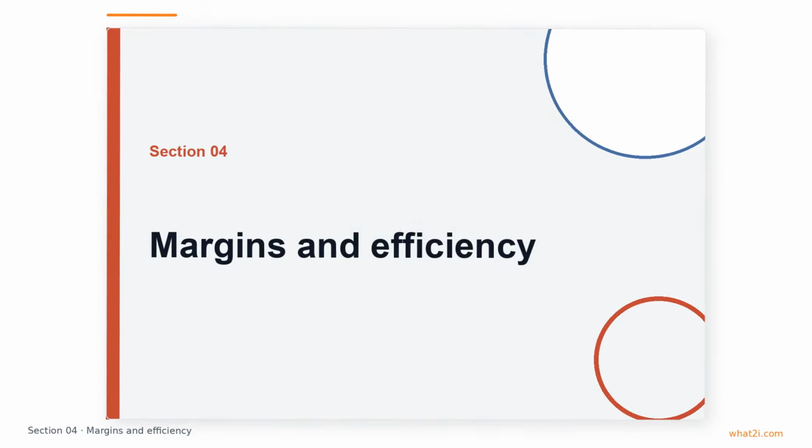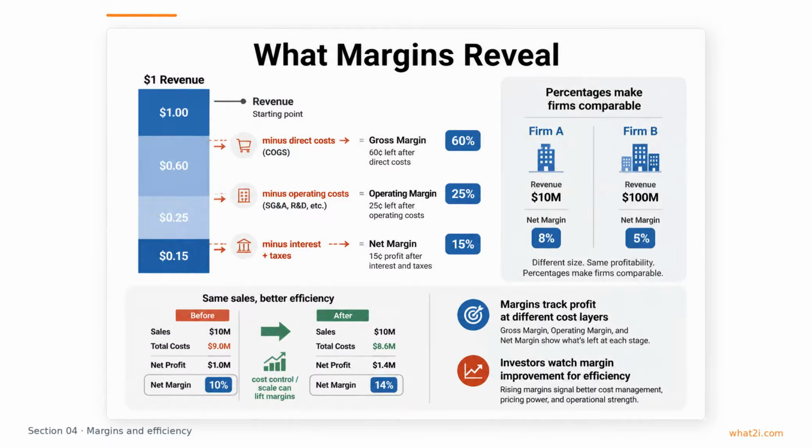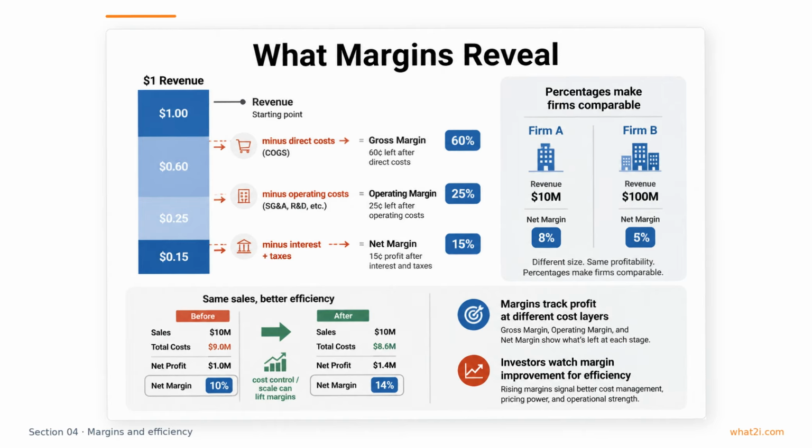Section 4. Margins and efficiency. Margins tell us how much of each revenue dollar survives after different layers of cost are removed. Expressing those amounts as percentages makes firms easier to compare across time, products, and company size. A $10 million firm and a $100 million firm can both have an 8% net margin, even though their absolute profits are very different. Margins also help identify where efficiency is improving or deteriorating. If sales are flat but margins rise, the business is becoming more cost efficient. So margins are not just profitability measures, they are diagnostic tools.